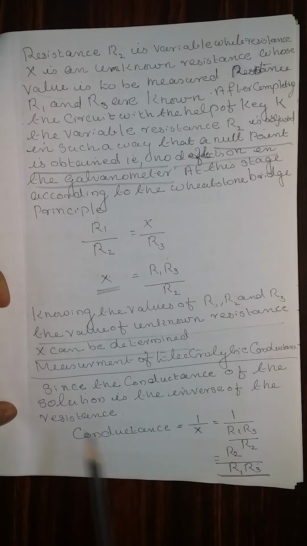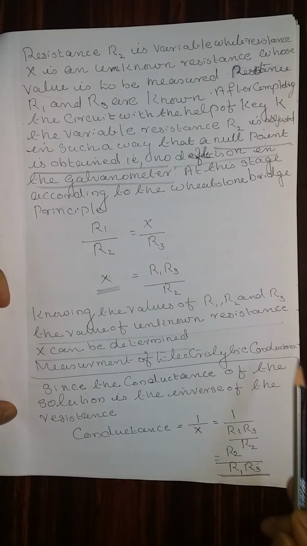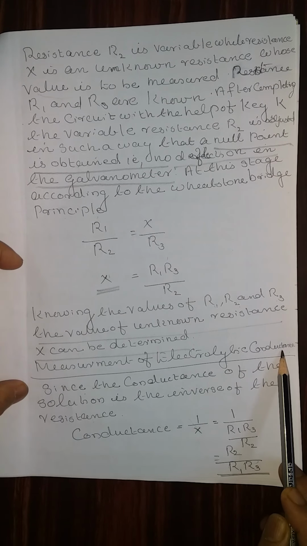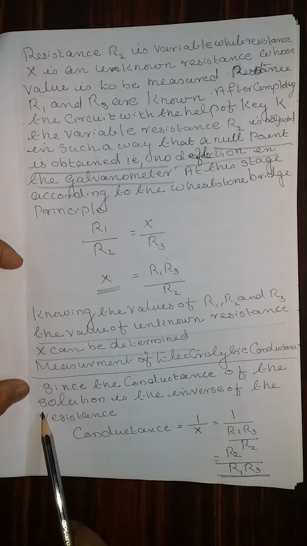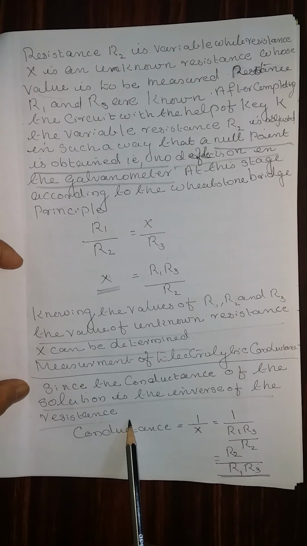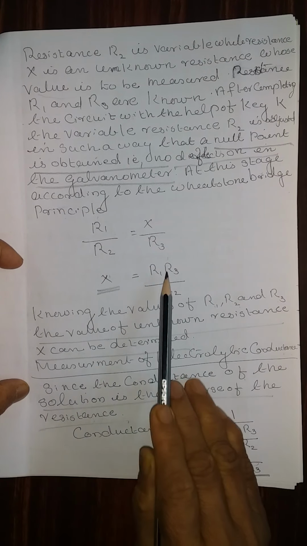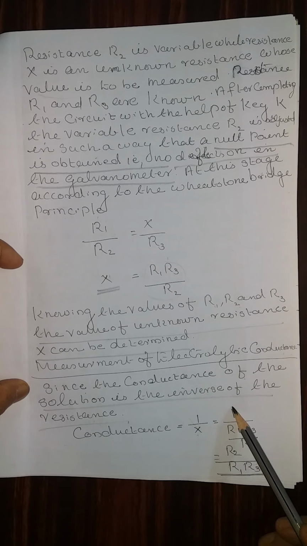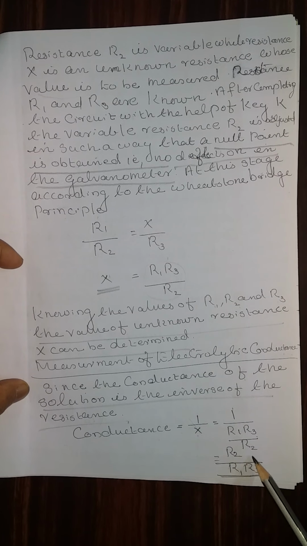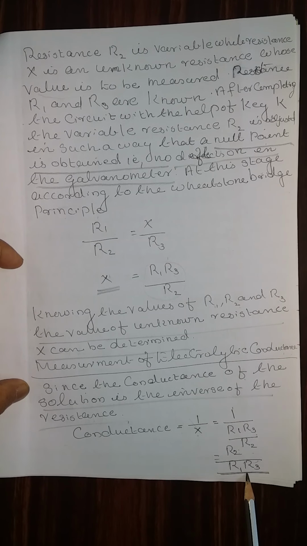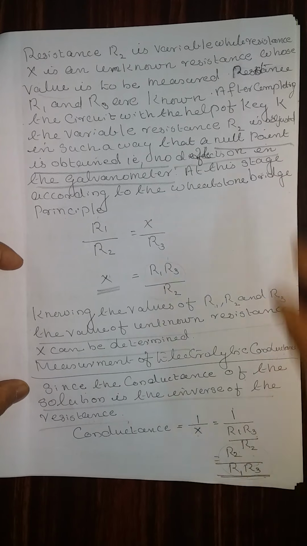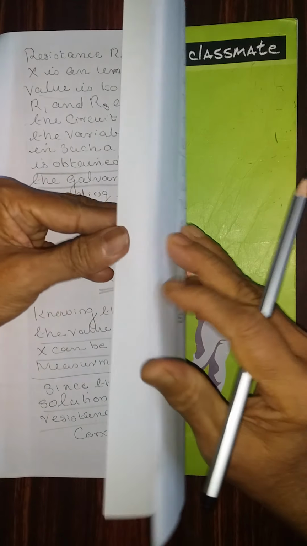Therefore, how will you determine the measurement of electrolytic conductance? That is what we want to determine. Since the conductance of a solution is the inverse of the resistance, we know that C is equal to 1 by R. Therefore, conductance is equal to 1 by X. Substitute the value of X here: 1 by R1 R3 by R2, or R2 by R1 R3. This will give you the conductance of the solution.